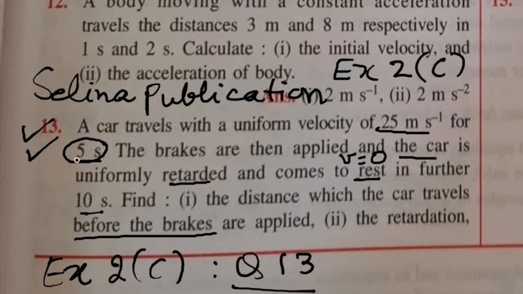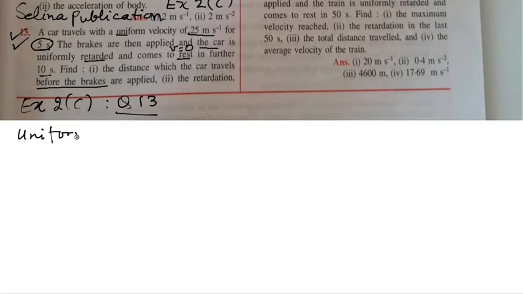Before the brakes are applied means in 5 seconds how much it has traveled. But now in these 5 seconds there is uniform velocity. So we will write uniform velocity is 25 meter per second and the time for that is 5 seconds. Okay, so I have considered this and I've considered this.